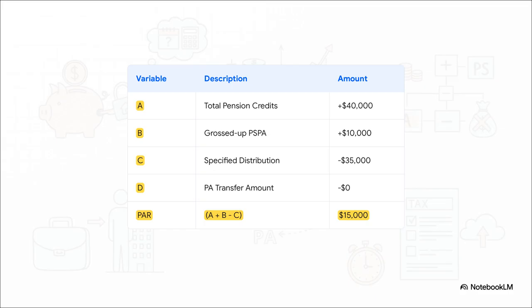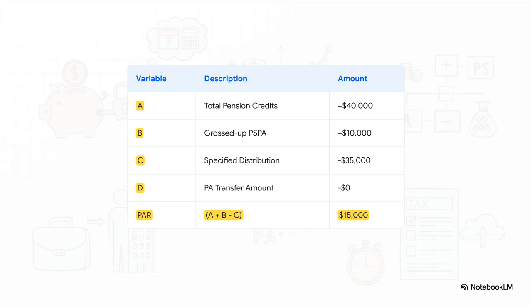Now, when she left, she got a lump sum payout. That's amount C of $35,000. Amount D is 0 because she didn't transfer anything. So we run the formula, $40,000 plus $10,000 minus $35,000 equals a PAR of $15,000.